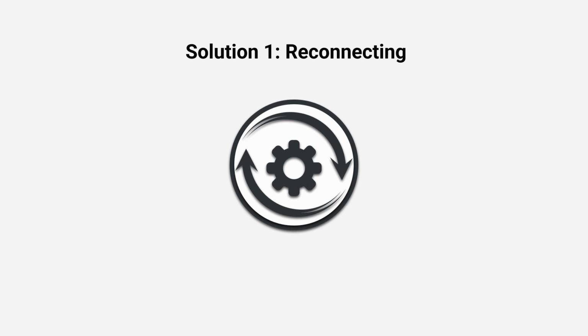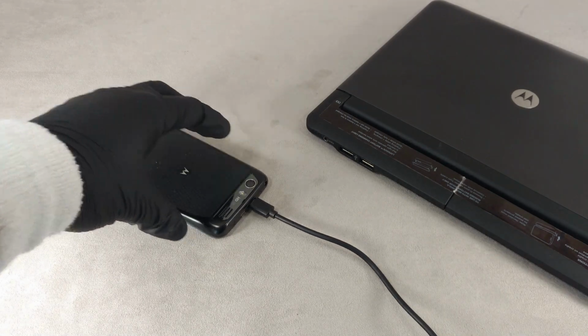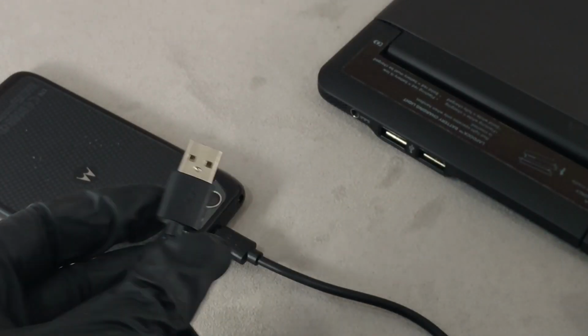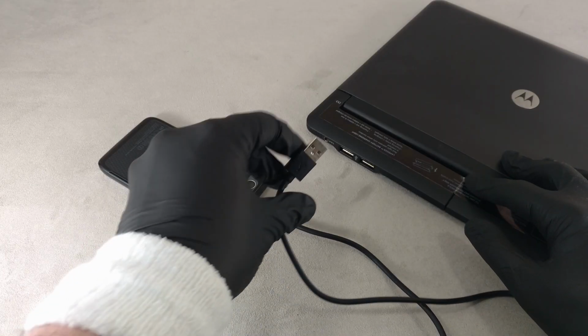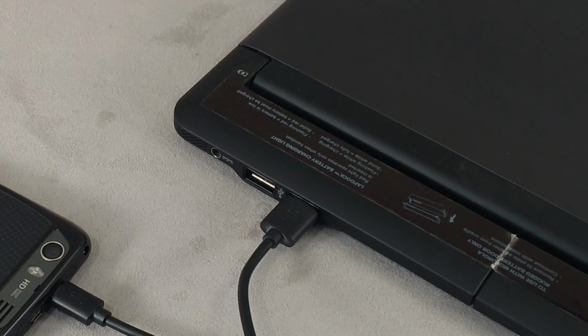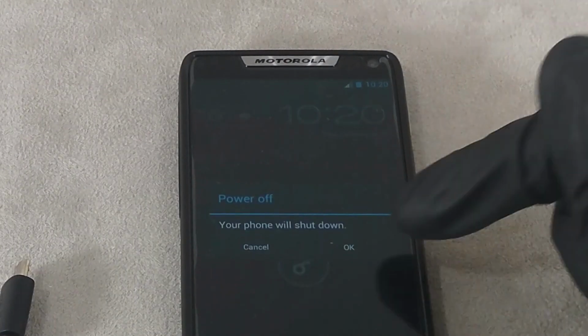Solution 1. Reconnecting. A system or hardware failure prevents the connection from being established the first time. In this case, you have to disconnect and reconnect the cable to the same or neighboring USB socket of PC or notebook. If the problem is not solved, restart the phone and then reconnect again.